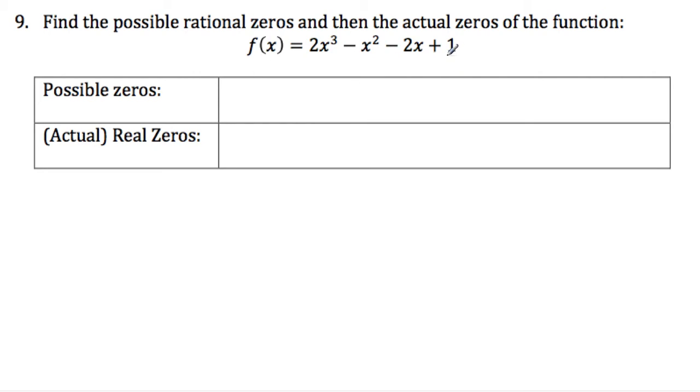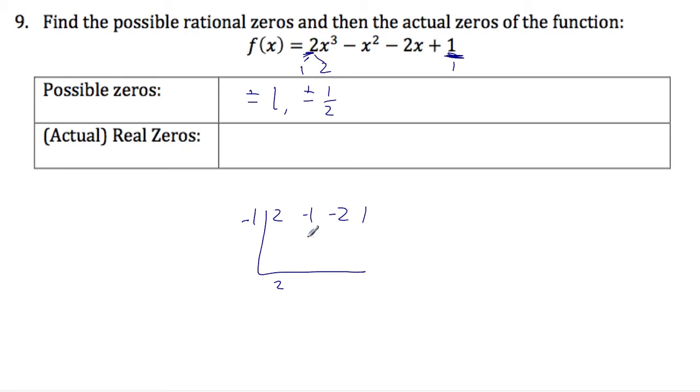One more. Oh, that's a shame. I should have chosen some better examples here, but the p-value again just has the one factor of 1, and this has factors of 1 and 2. So for the possible zeros we get plus or minus 1 over 1 and plus or minus 1 over 2. To find the real zeros we synthetically divide, so we get 2, negative 1, negative 2, and 1. Oh, let's start with negative 1 again, shall we?